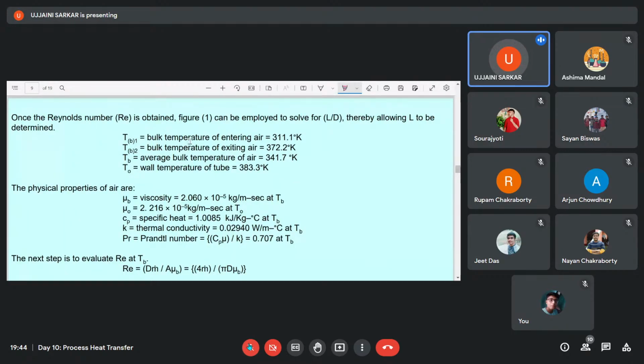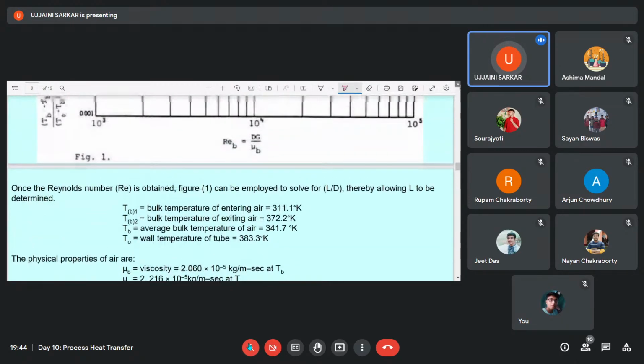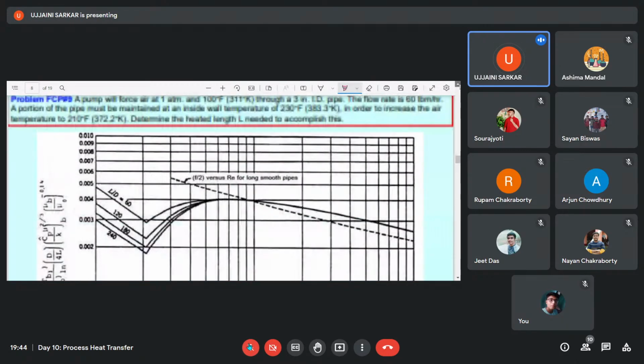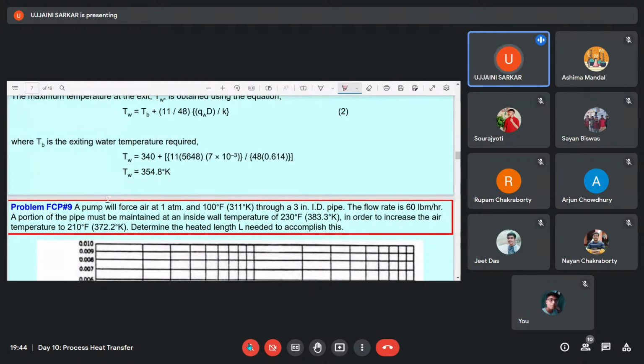So TB1 is the bulk temperature of entering air, 311.1 Kelvin. TB2 is the bulk temperature of exiting air, 372.2 Kelvin. It is given in the problem statement. The entry air temperature is 100 degrees Fahrenheit or 311.1 Kelvin, but your duty is to raise the temperature of that air to 210 degrees Fahrenheit or 372.2 Kelvin.